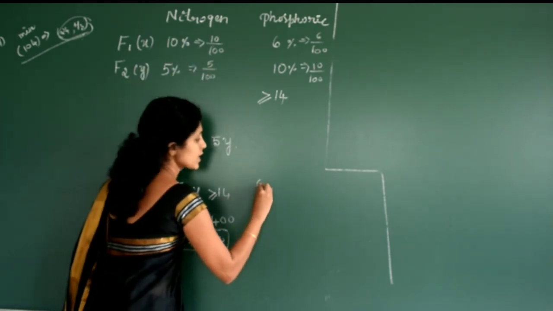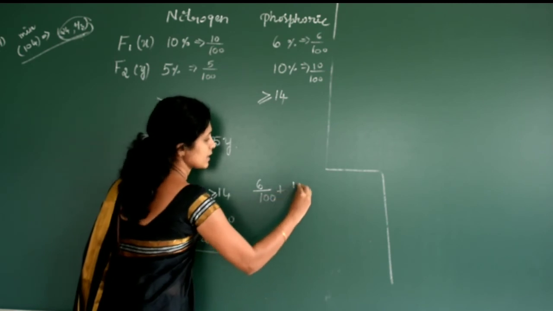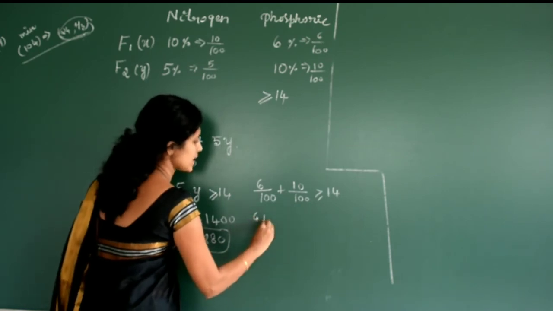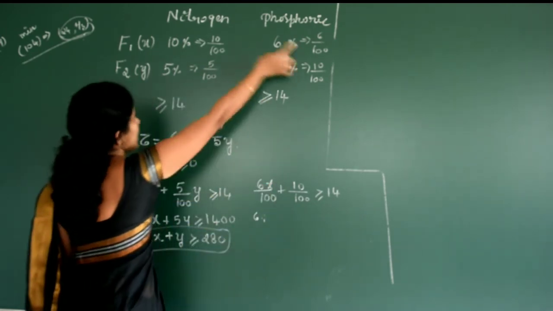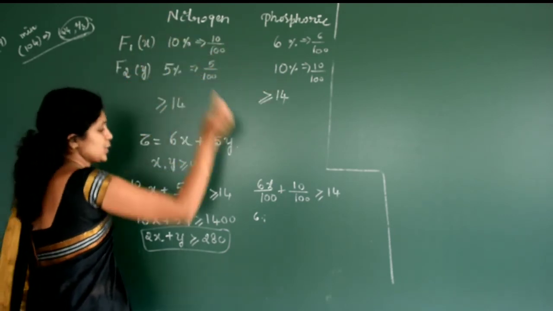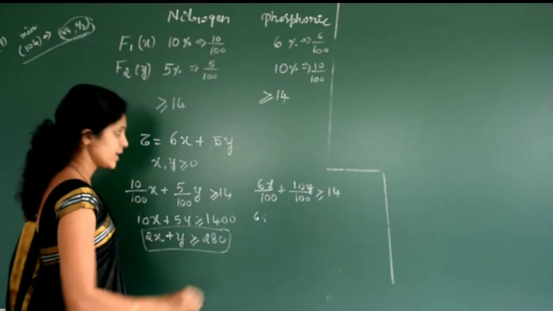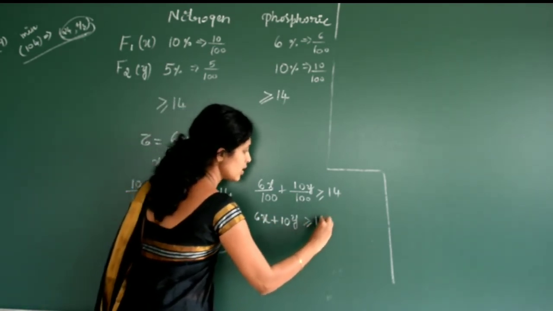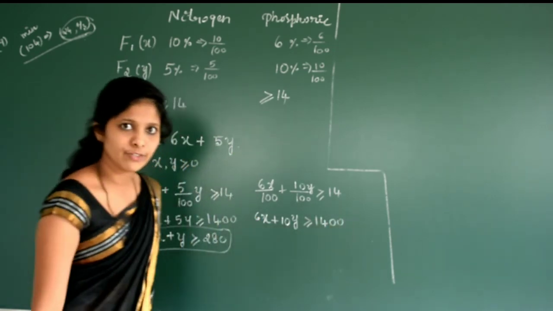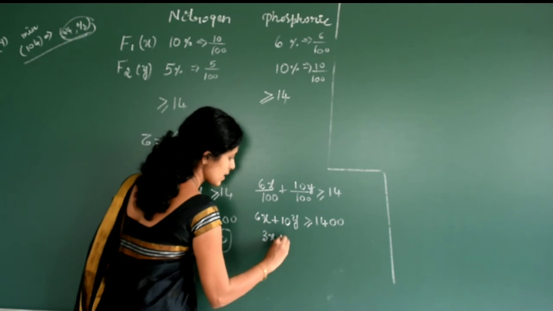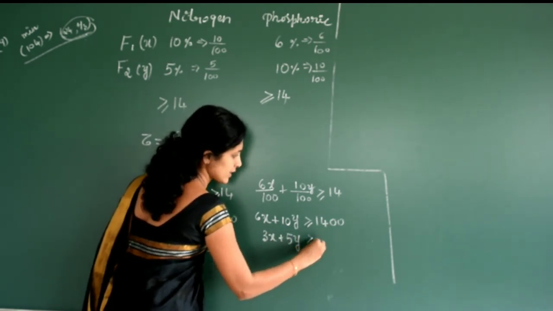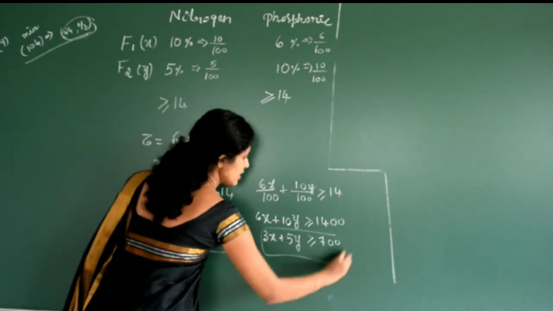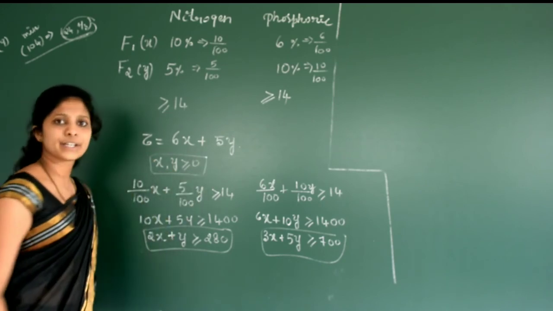The next constraint will be 6 by 100 into x plus 10 by 100 into y should be greater than or equal to 14. So here we can write 6x plus 10y greater than or equal to 1400. If you divide by 2, this will be 3x plus 5y greater than or equal to 700. Now we have three constraints. This is the first one, this is the second one, and the third is x and y should be greater than or equal to 0.